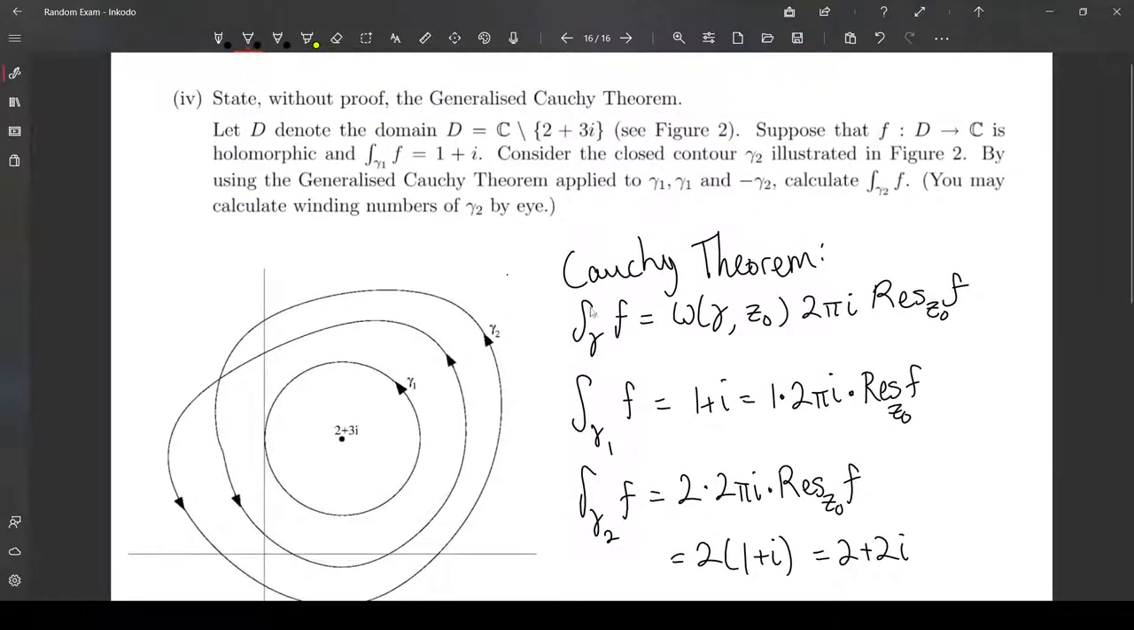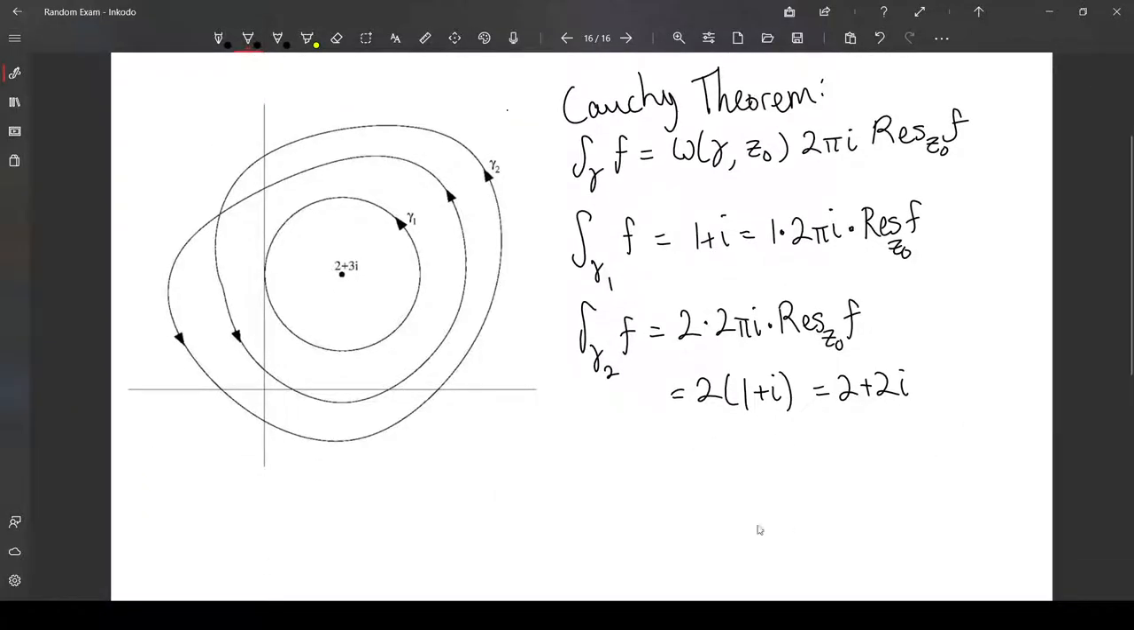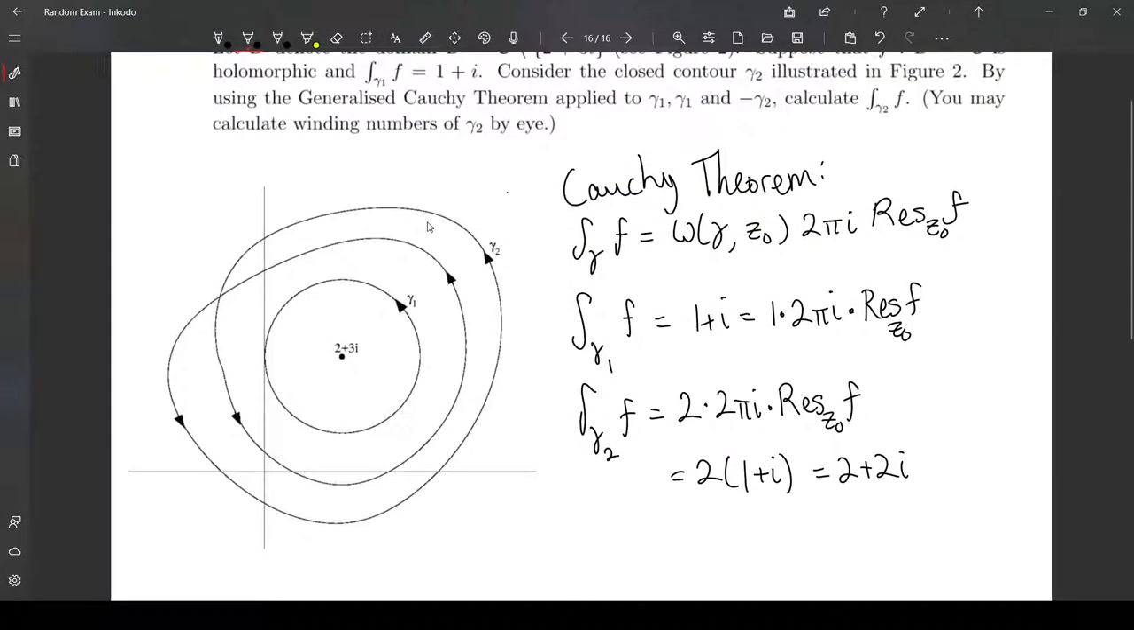Now, I don't exactly know if this is the generalized Cauchy theorem, but I think it is. And I'm leaving out some words, right? f has to satisfy that it's holomorphic everywhere except for a point, that point being z naught. Of course, z naught is 2 plus 3i in this case. So I think that's what's happening here. So yeah, I think that's it.